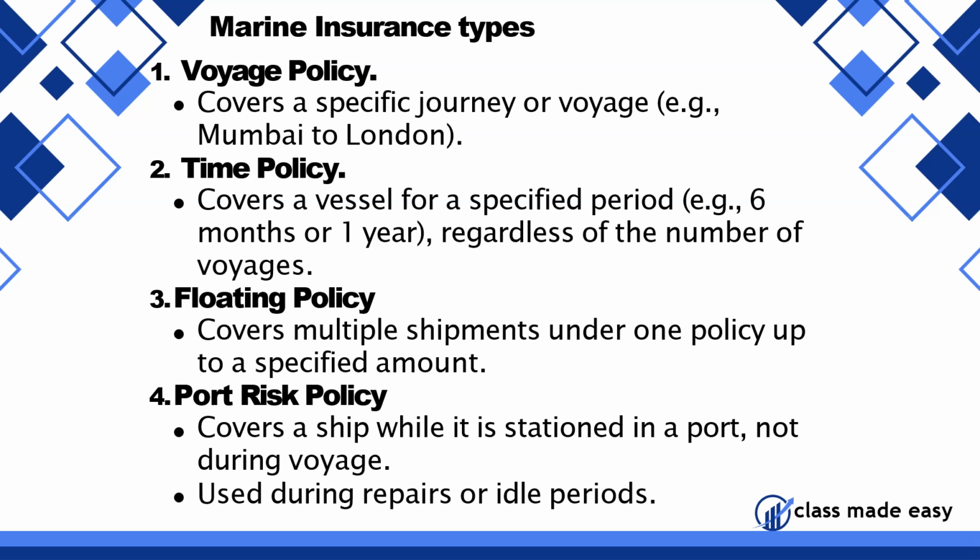It covers a vessel for a specific period. When you're talking about a vessel, here is an example like the one we just gave on the previous slide. A ship can be insured for 6 months to 1 year, regardless of the number of journeys that it makes. But those journeys should be within the stated period in the policy.